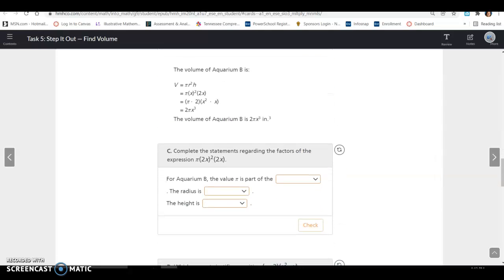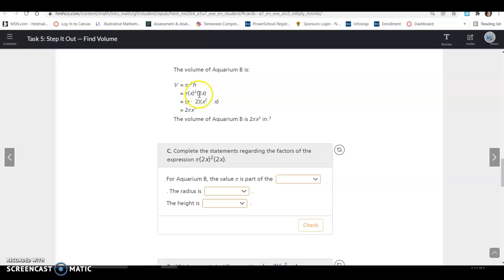All right, the volume of aquarium B is volume equals pi r squared h. Pi is part of the equation, so you keep it. Remember, it's approximately 3.14, but there is a button on your calculator that is pi. But right now, we're just going to leave this as pi. And then x squared times 2x.